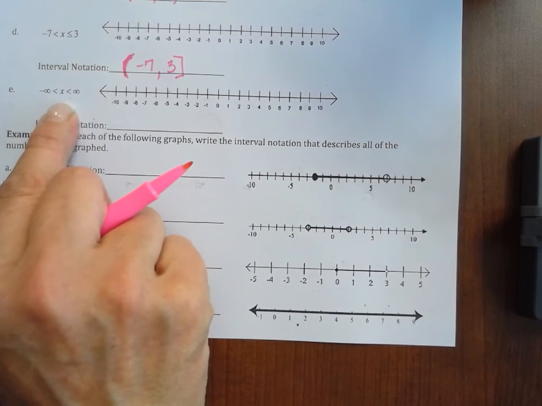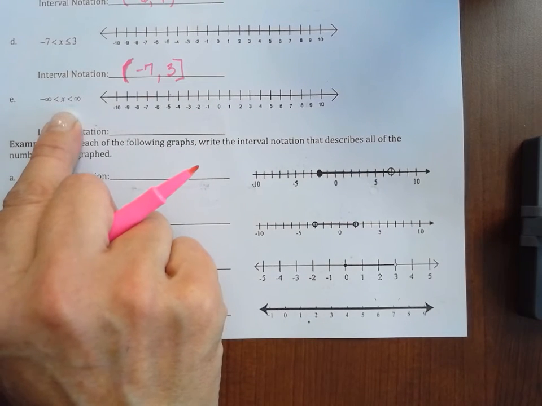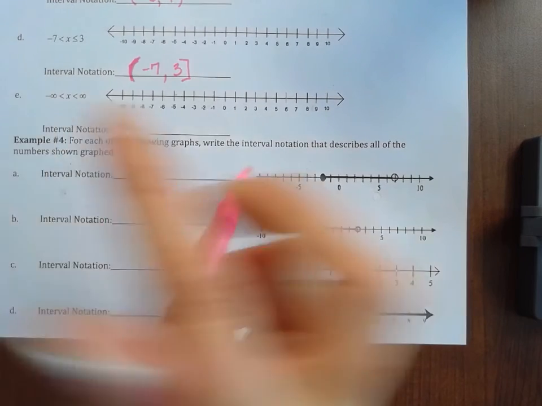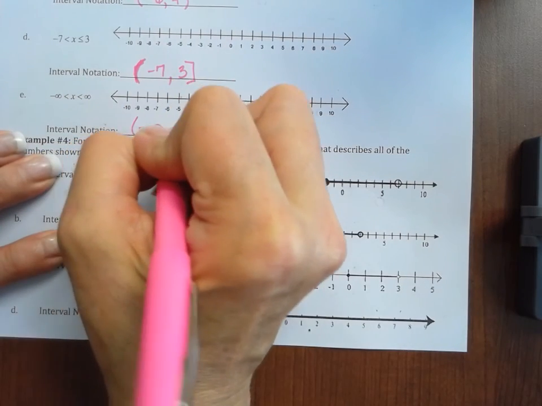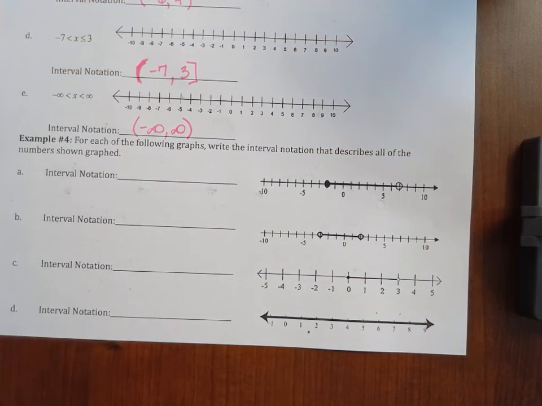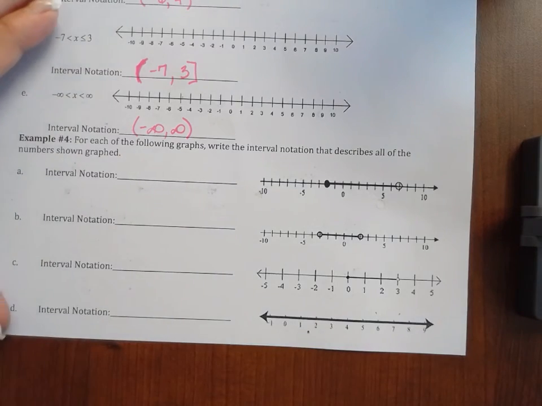Okay, how about from infinity to infinity? That's the set of all reals, but basically you just write it the same way, -infinity to infinity. Okay?